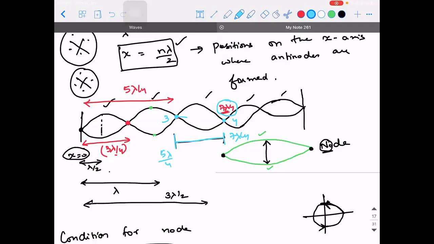Okay. So please make a note of this point also. The distance between any two successive nodes, underline that word successive. It is not between any two random nodes. The distance between any two successive nodes is always lambda by 2. In a similar context, tell me what will be the distance of separation between two successive antinodes.